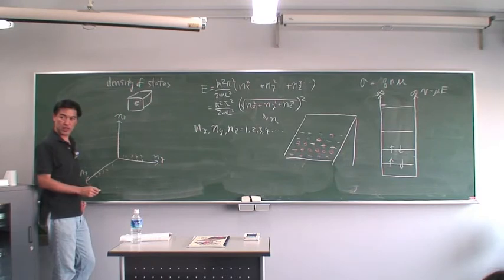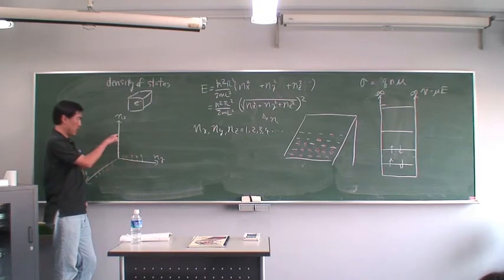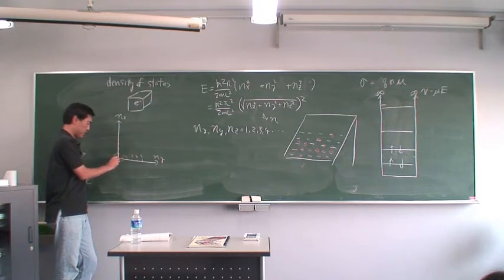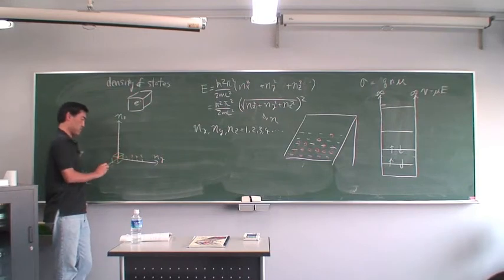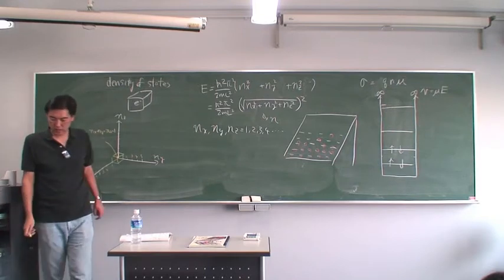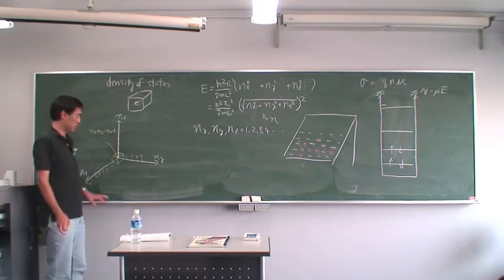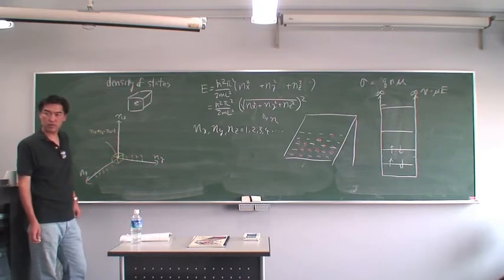So the lowest energy point in this nx, ny, nz coordinate is this point, where nx equals ny equals nz equals 1. That's the lowest energy. Then you can start adding more points.